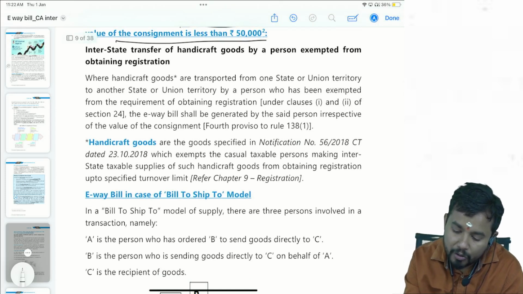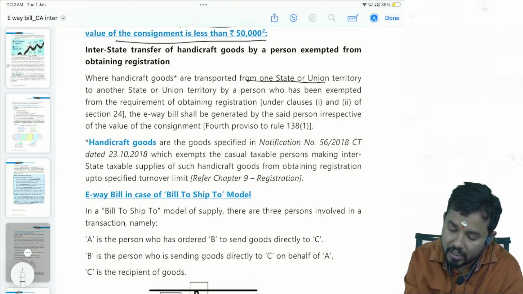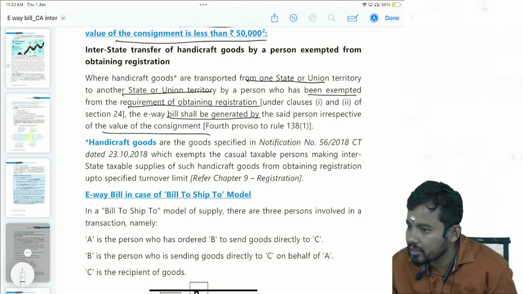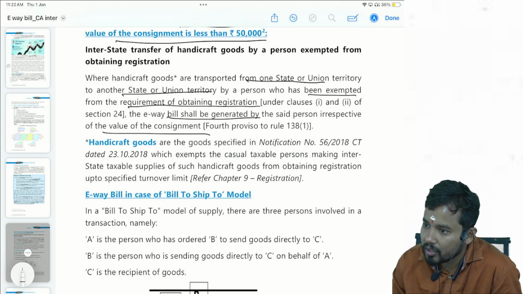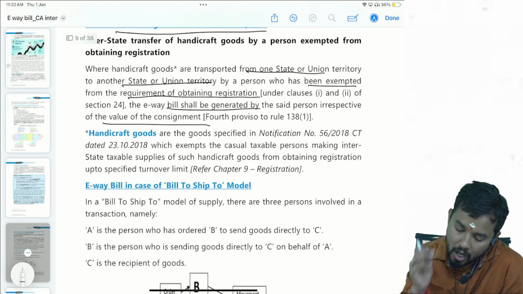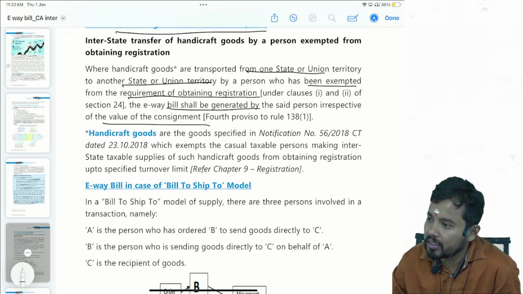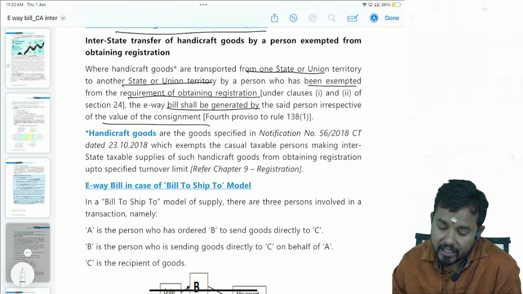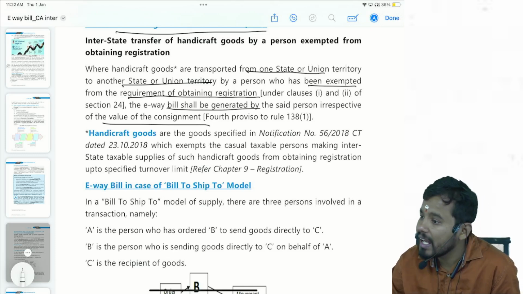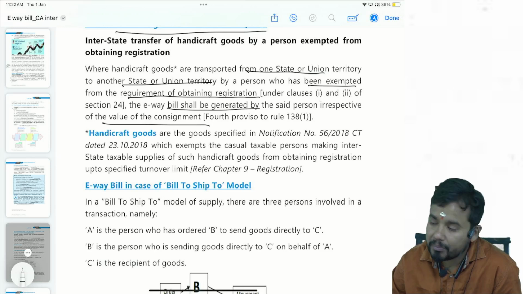Where handicraft goods are transported from one state or union territory to another state or union territory by a person who has been exempted from the requirement of obtaining registration, the E-way bill shall be generated by the said person irrespective of the value of the consignment. You will understand. So where handicraft goods are transferred from one state to another state by a person who has been exempted from the requirement of obtaining registration.